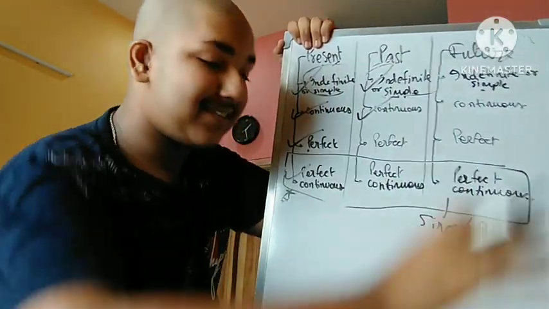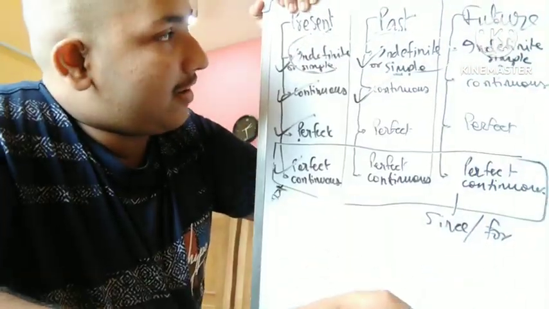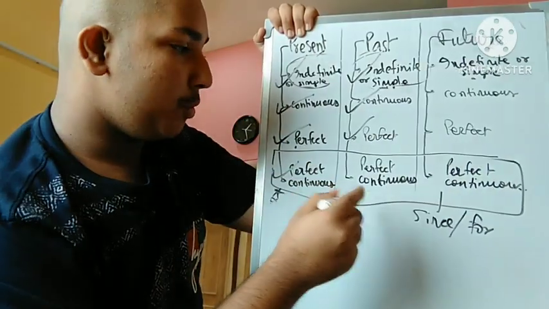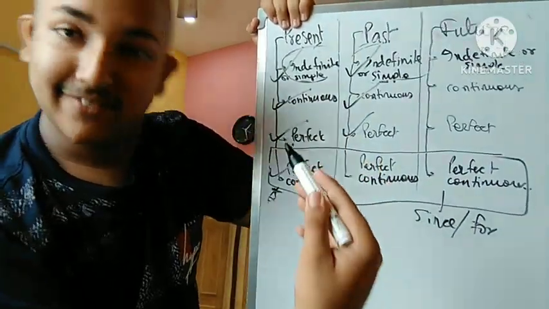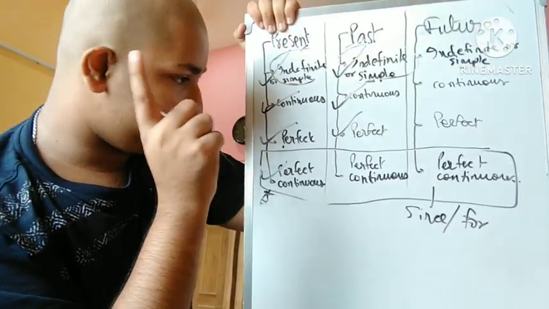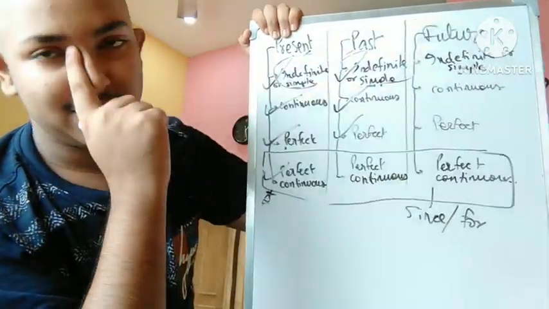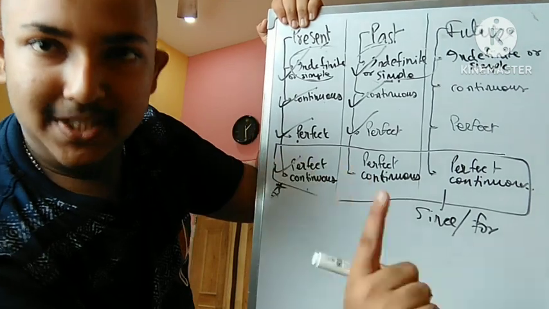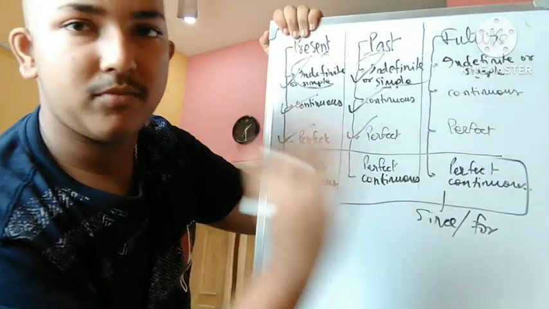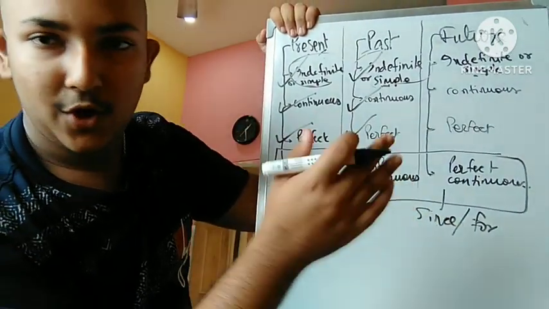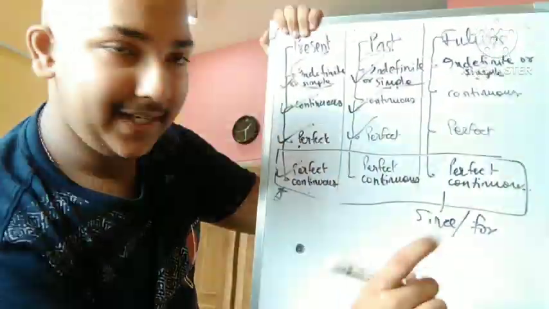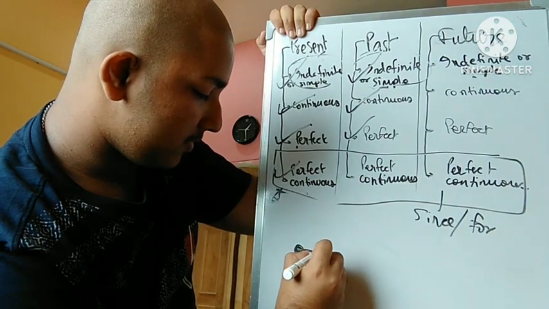Okay. Let's come to another very interesting topic of this chart. Our perfect thing is done. Let's come to the perfect continuous. Again, a very important thing: past perfect continuous. This is something students get very confused about. Past perfect continuous simply means that some work had started at some point of time, I know the starting point of that work, and it was going on.